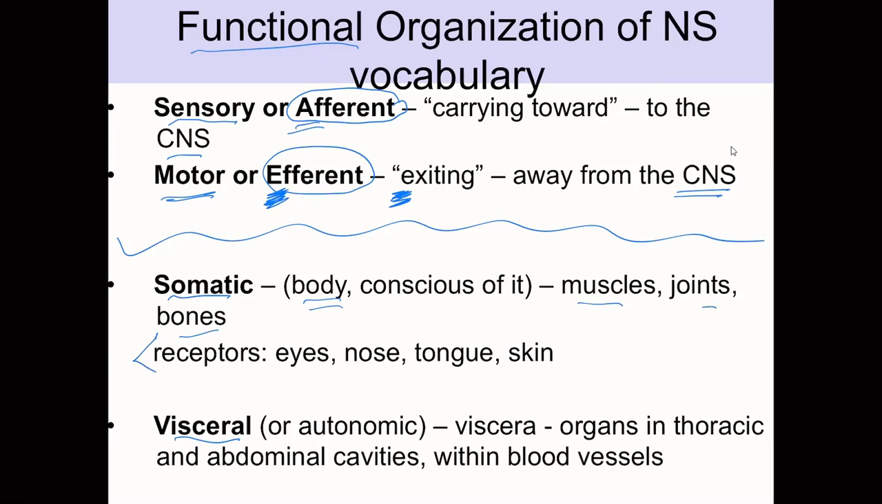The receptors for the somatic nervous system are the eyes, the nose, the tongue, the skin. So touch, taste, smell, vision. So somatic is another way we break it down.